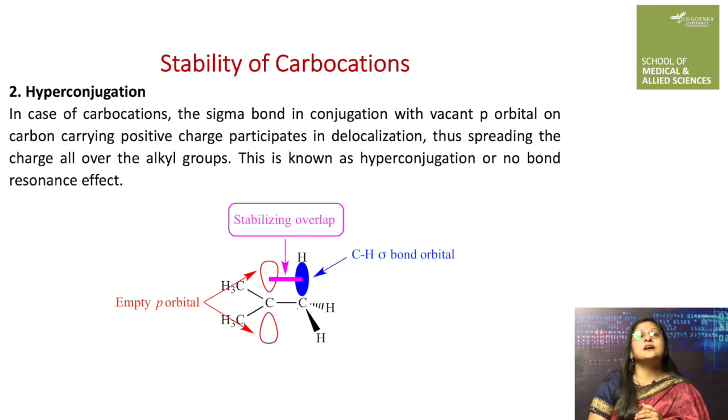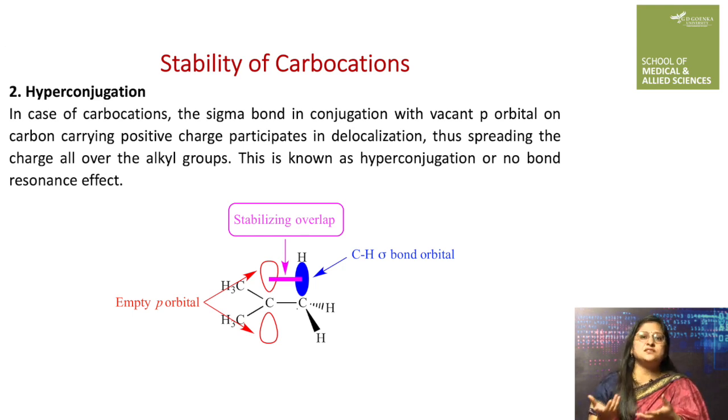Next factor is hyperconjugation. Hyperconjugation is the stabilizing interaction that results from the interaction of the electrons in a sigma bond, usually carbon-hydrogen or carbon-carbon, with an adjacent empty or partially filled p orbital or a pi orbital to give an extended molecular orbital that increases the stability of the system.